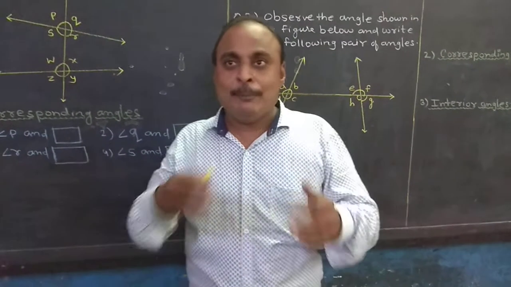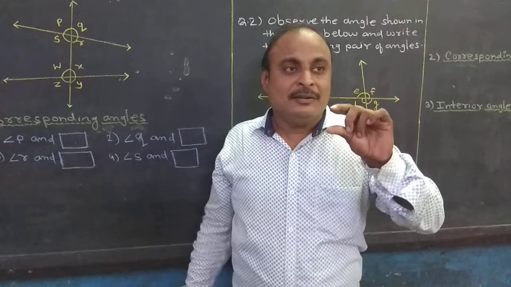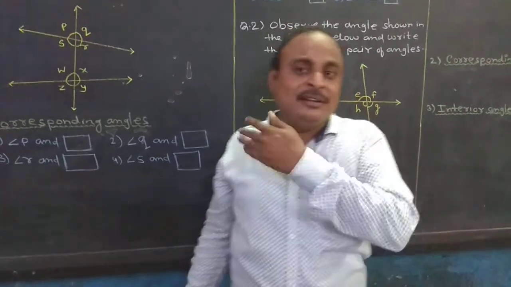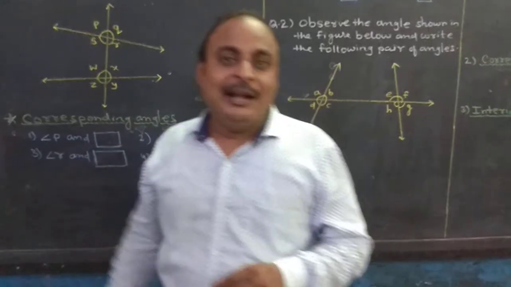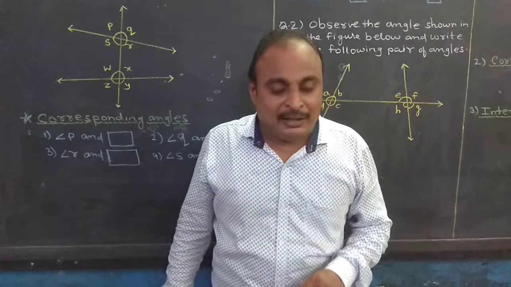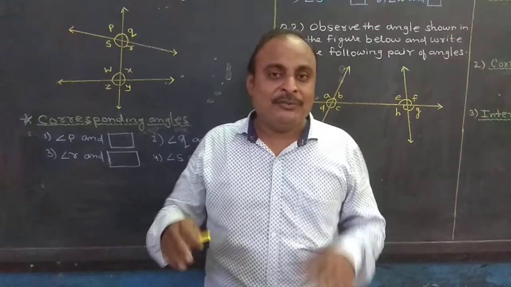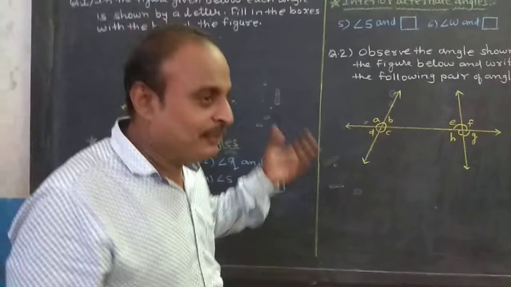And according to the properties of the angles, the pairs of angles are named, as we have done in the previous part. For example, corresponding angles, alternate angles, vertically opposite angles, interior angles. We have already seen about this. Now in this part, we are going to do some practical sums.